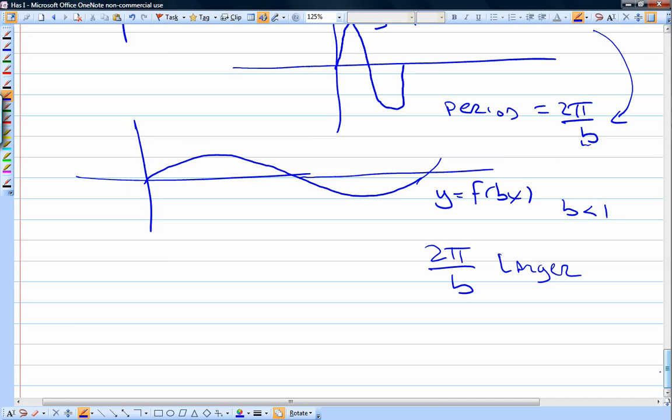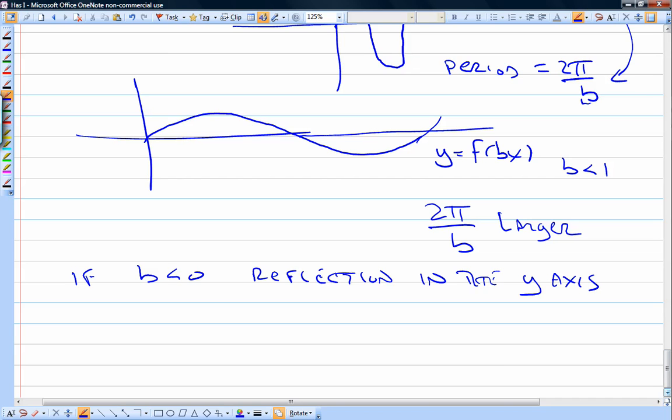One thing that should be noted, if b is negative, we get a reflection in the y-axis. Which is a hard thing to draw, so I'm not going to bother.